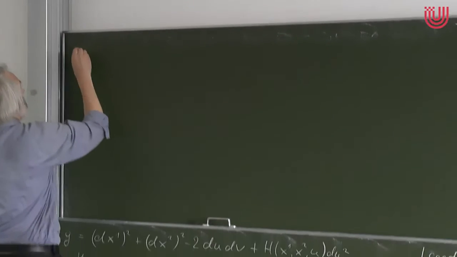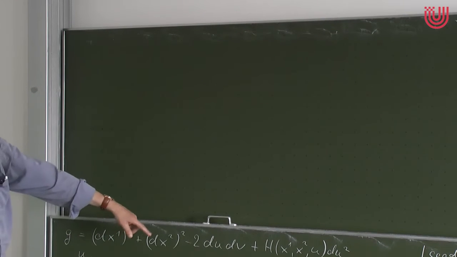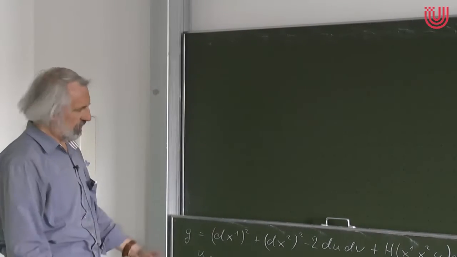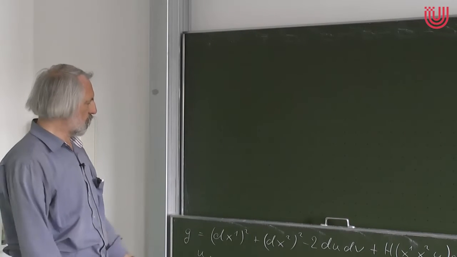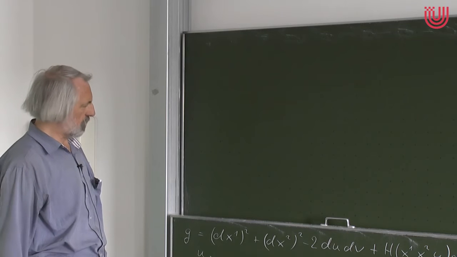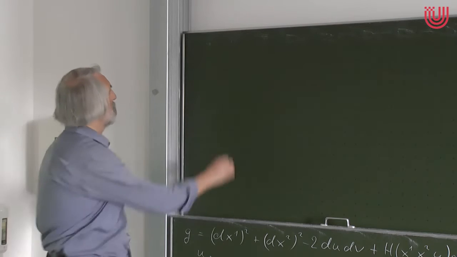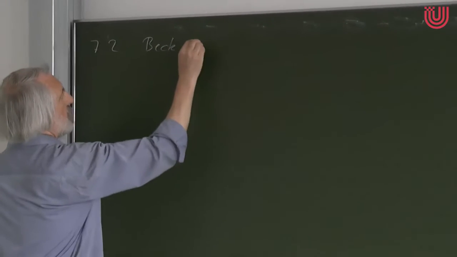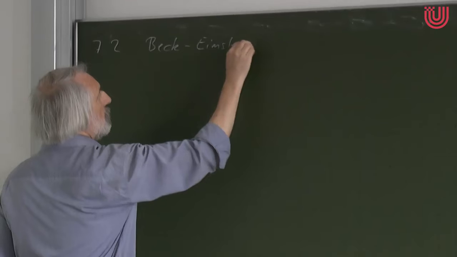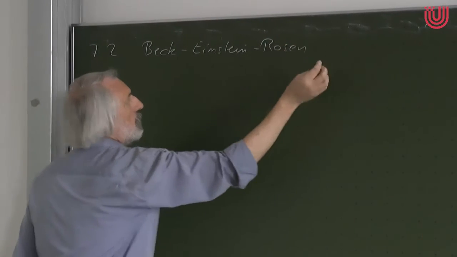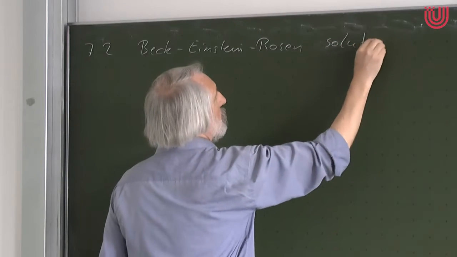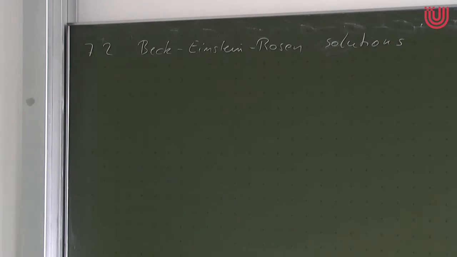Okay, so these were linear. These were plane waves. The wavefronts were these surfaces, u equal constant and v equal constant, surfaces parameterized by x1 and x2. And these things, which I really think one should call Beck-Einstein-Rosen waves, these things, or solutions, let's say, are cylindrical waves.